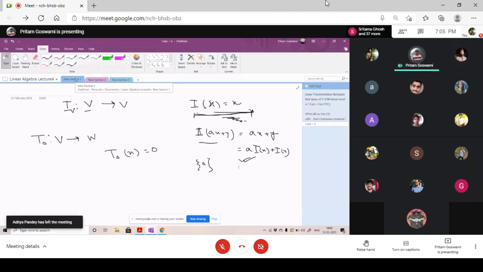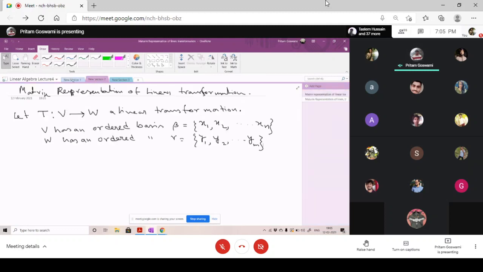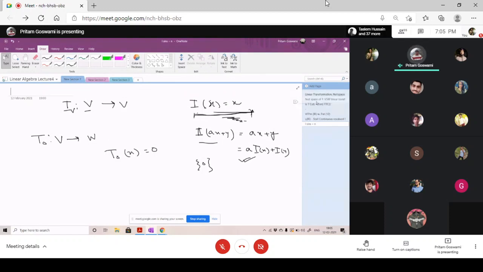So suppose I give you a translation. I'm not talking about translation today because it is not a linear transformation, but rotation is nothing but a linear transformation. Okay. So let me give you the idea here.